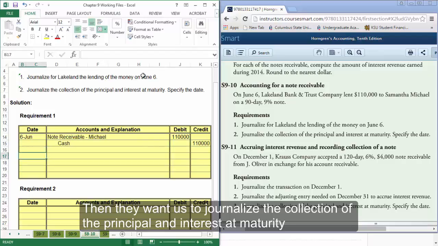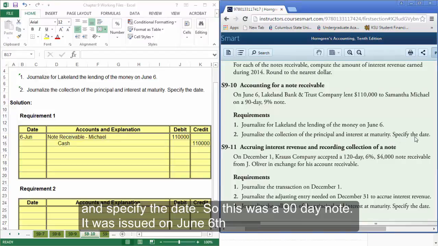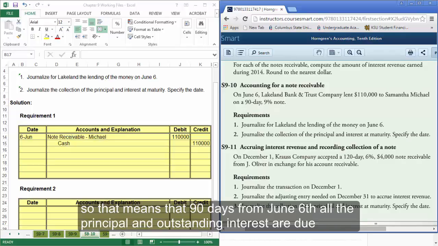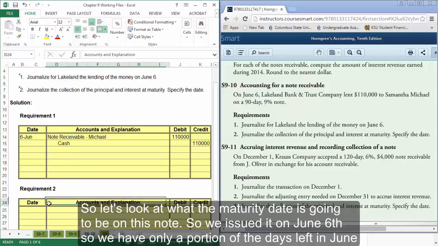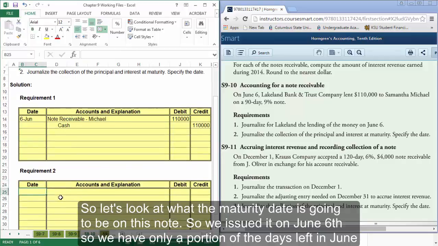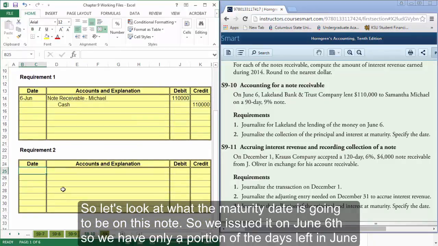All right. Then they want us to journalize the collection of the principal and interest at maturity and specify the date. So this was a 90-day note. It was issued on June 6th. That means that 90 days from June 6th, all the principal and outstanding interest are due. So let's look at what the maturity date is going to be on this note. We issued it on June 6th.